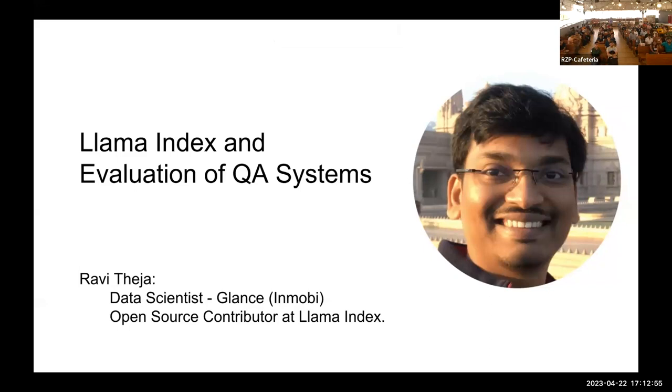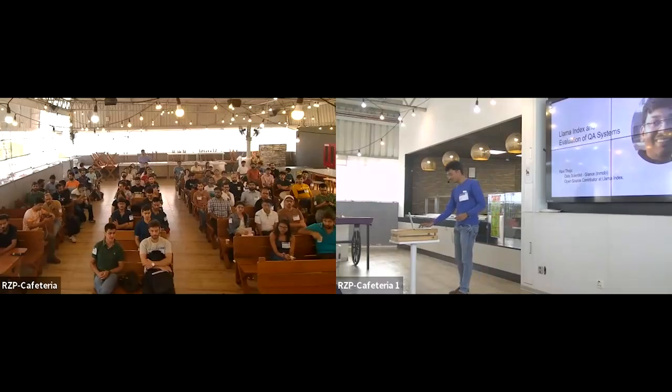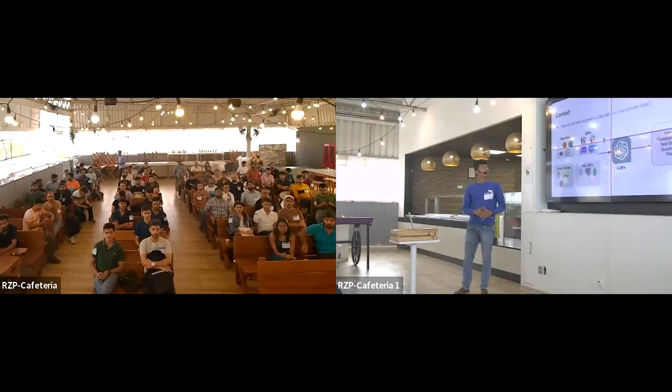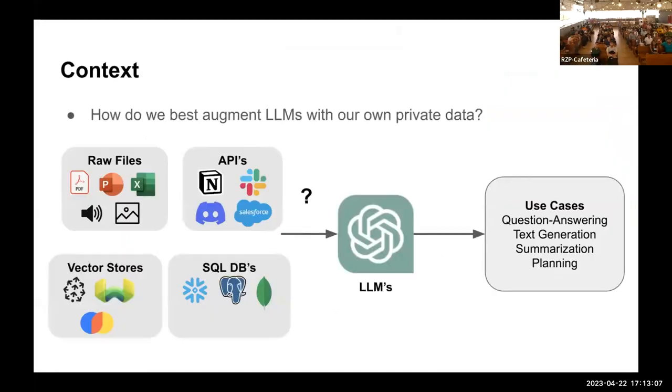Today, I'll be discussing LlamaIndex, what LlamaIndex does, and how you can evaluate your QA systems that are built on LlamaIndex. To start with, LLMs are great at various tasks, but how can we integrate LLMs with our own data? The two biggest obstacles with LLMs are the context size of 4096 tokens, and the training data being capped at 2021. And then we have our own private data, even at enterprise level and personal level.